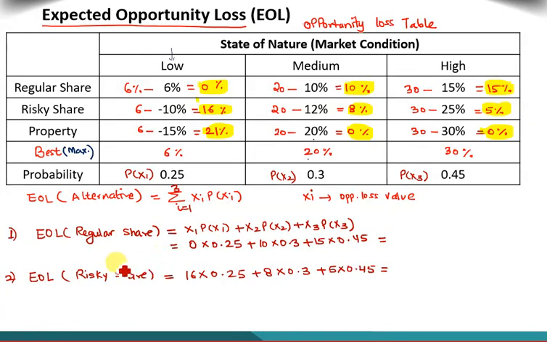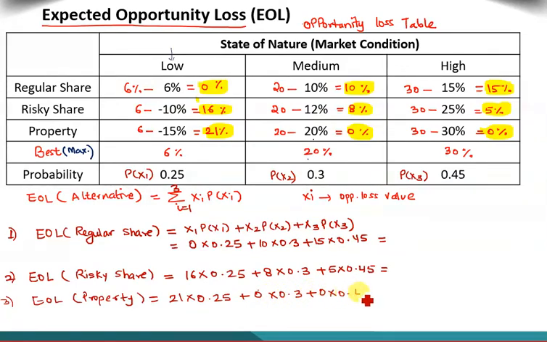And when we calculate for property, it will be 21 times 0.25 plus 0 times 0.3 plus 0 times 0.45. So after doing the calculation, we get the values as for regular share 9.75, risky share 8.65, and for property it is 5.25. So remember, this is loss.